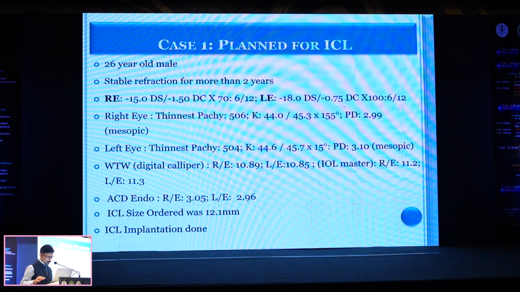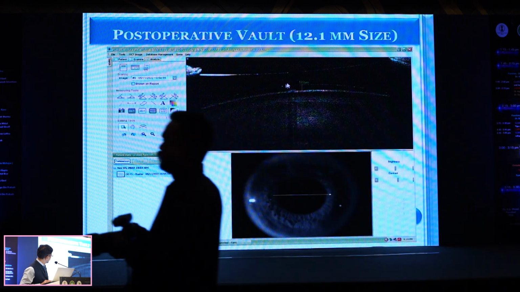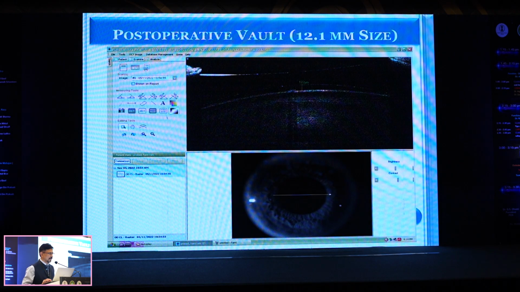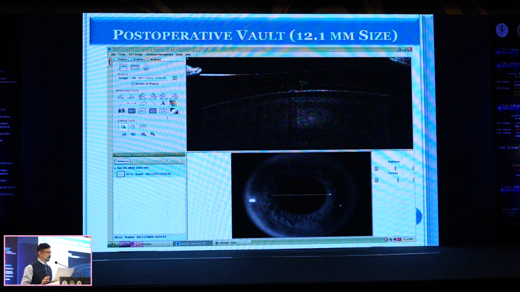and that was based on the nomogram, based on what we all follow. And when we saw the post-op picture, the vault, if you can see clearly, is 122 microns, and 122 microns is a vault on day one which is not acceptable. We all know that 250 to 750 is considered normal, and with the current generation of V4C model, we may go down to 200 microns, but beyond that, 122 is too less.